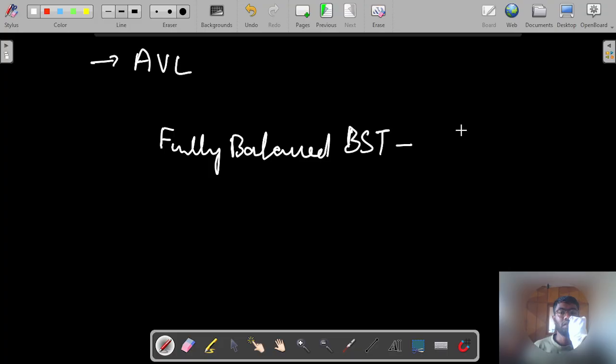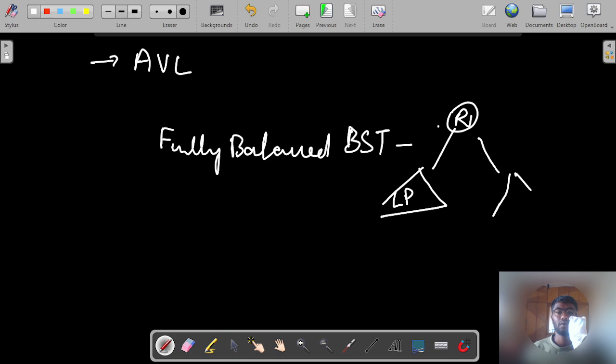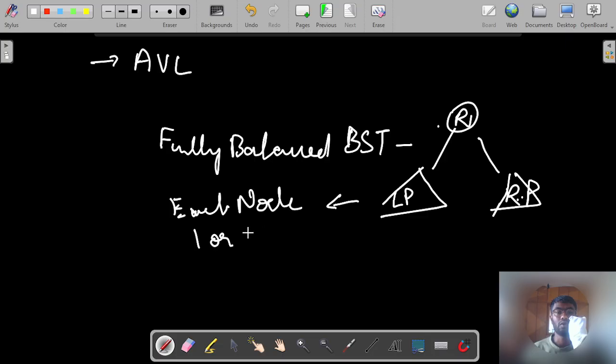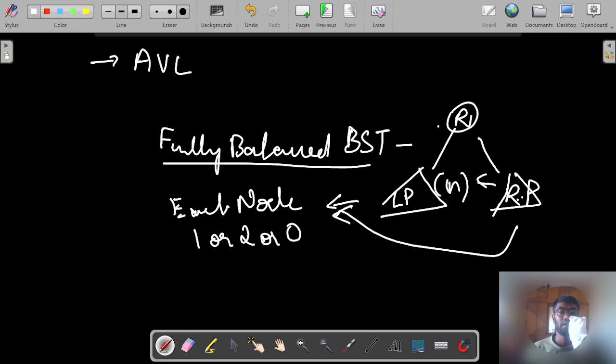there is going to be the height of, let's say, the root node and the left portion and the right portion of the node. So these two are again going to be fully balanced, where each node either contains one or two or zero nodes. Same for this one. And the height of each of them, let's say both of them, will be n. So that's when we call this a binary search tree.